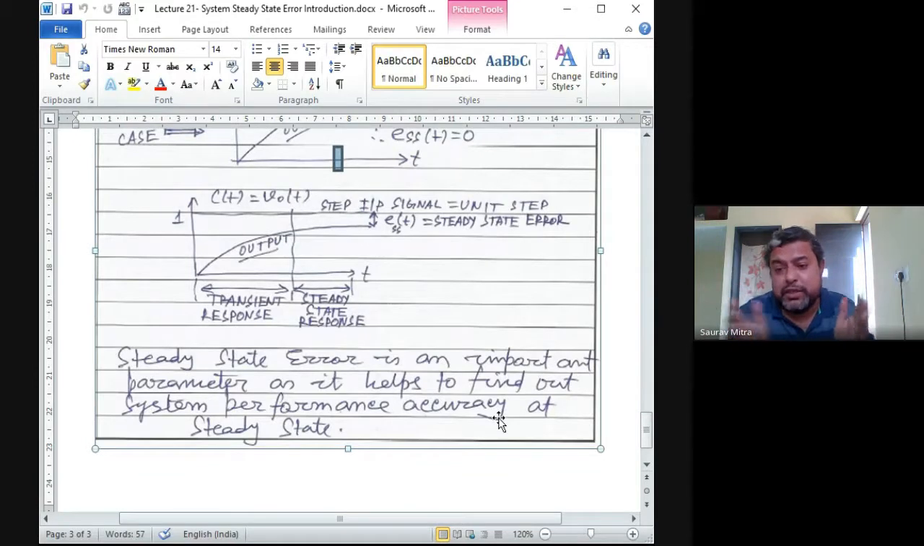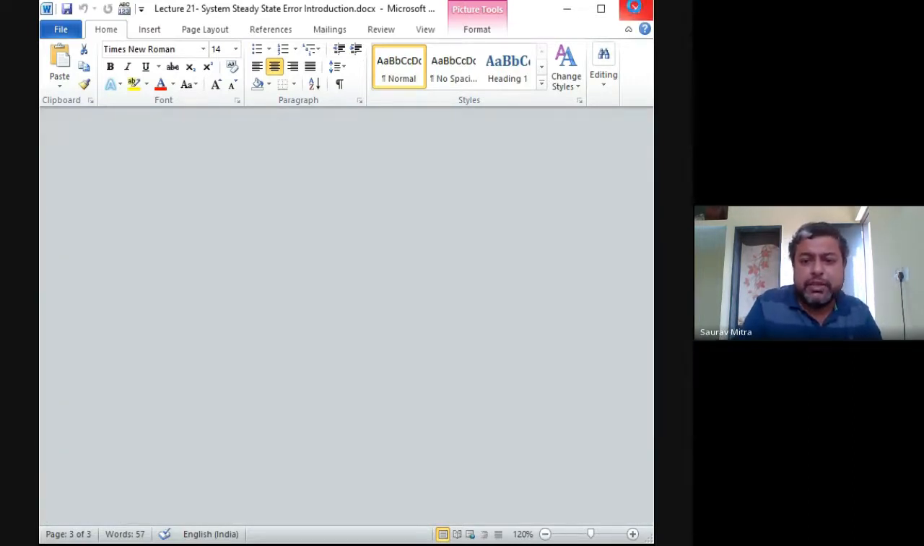So what is meant by steady state? t is equal to infinity. What is meant by transient? t is very small, t is equal to 0. Okay, so this is the concept of steady state error. Any doubt in this? No, sir.